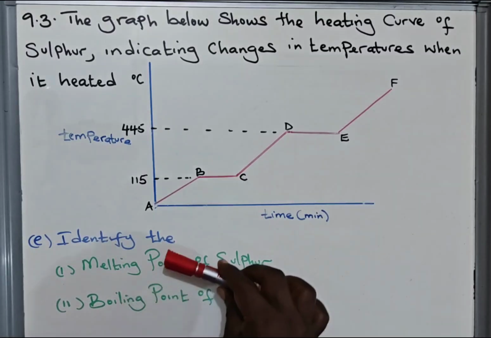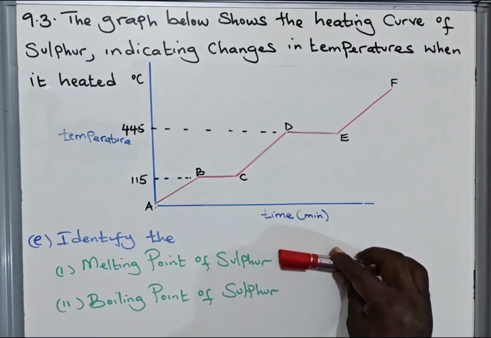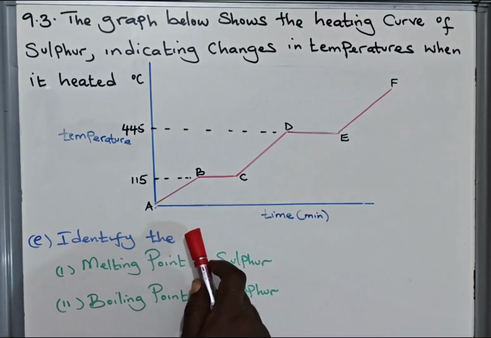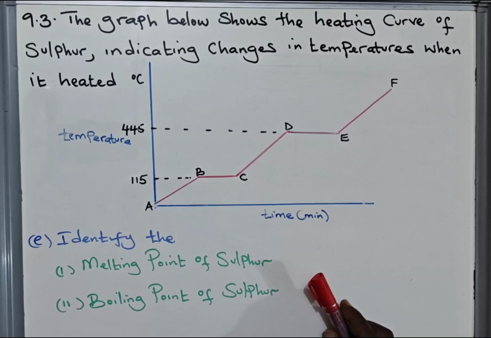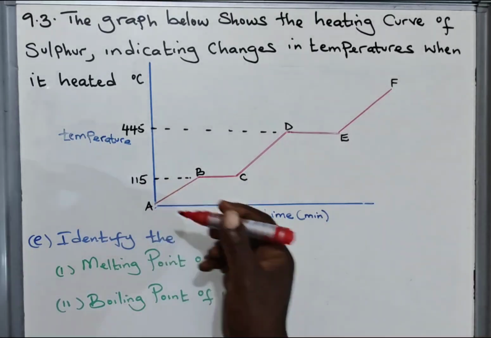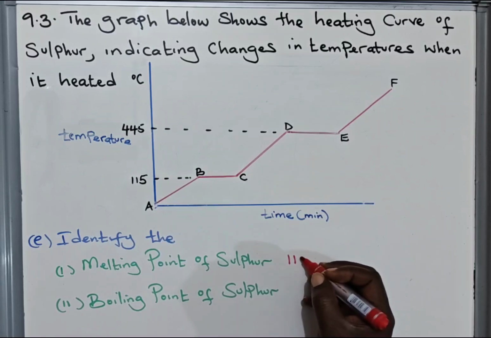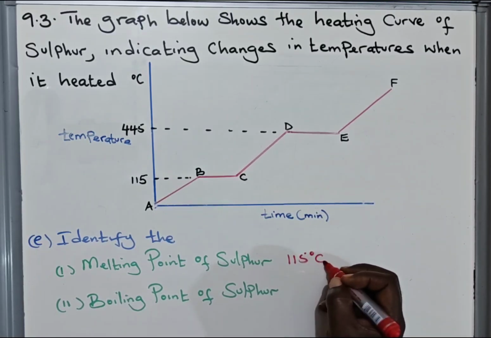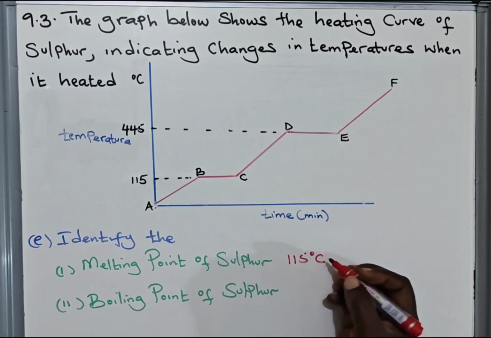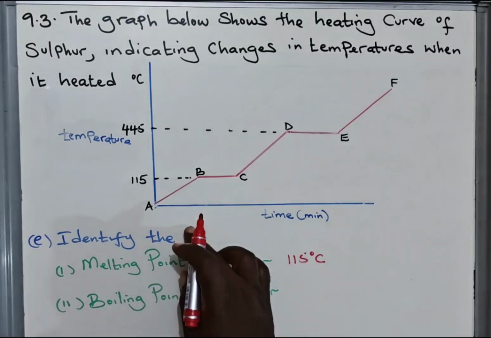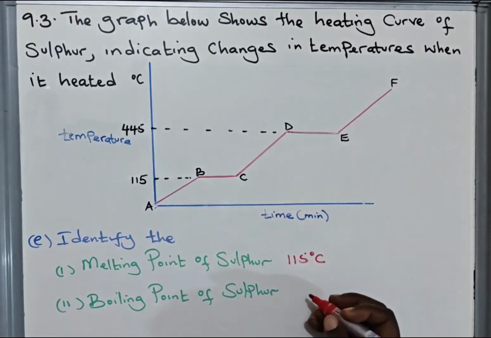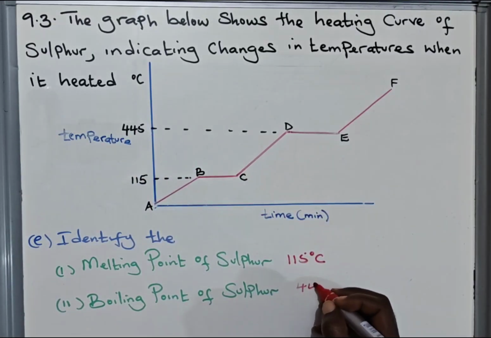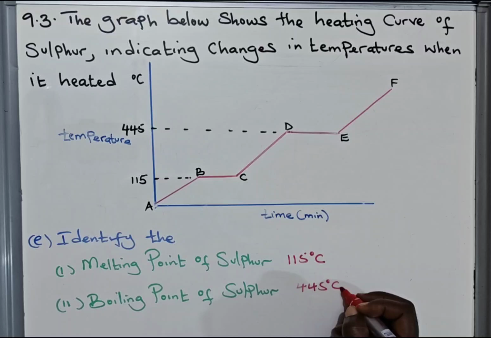Then we come to this question. It says, identify the melting point of sulfur. Which one is the melting point of sulfur? It is this one. It's 115 degrees Celsius. Okay, then we come to this one. Identify the boiling point of sulfur. It is this one. What is it? 445 degrees Celsius.